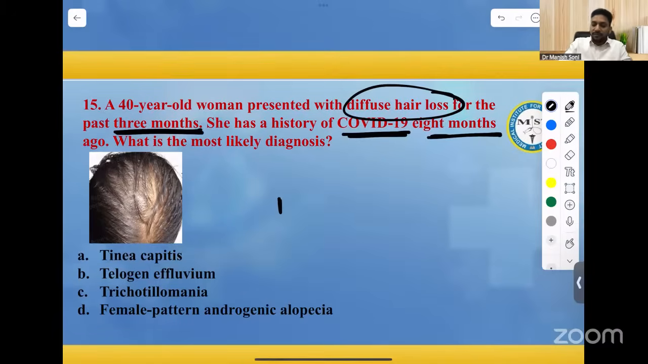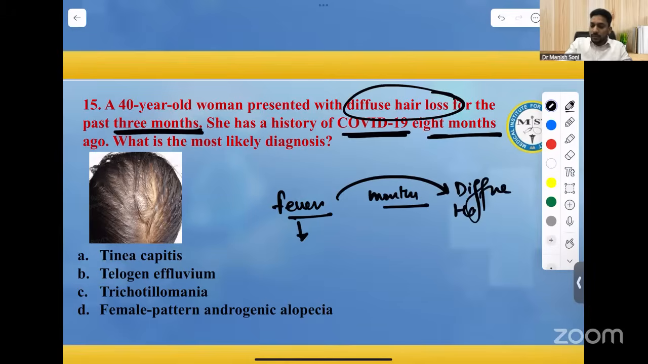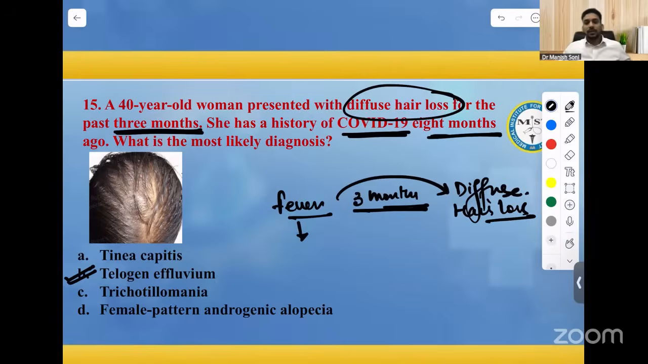So the patient had fever. A few months later, she developed diffuse hair loss. This is a case of telogen effluvium. Telogen effluvium is a type of diffuse hair loss where the patient complains of excessive hair loss generally 3 months after typhoid fever, COVID fever, or any chronic illness, even after pregnancy.